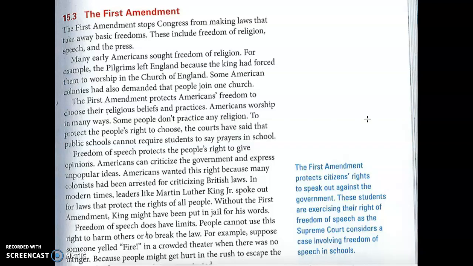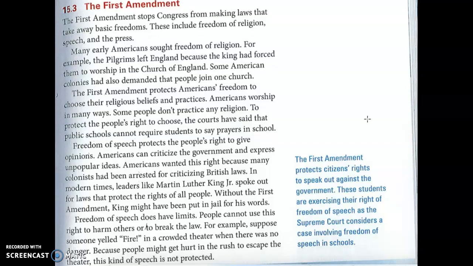in school. Freedom of speech protects the people's right to give opinions. Americans can criticize the government and express unpopular ideas. Americans wanted this right because many colonists had been arrested for criticizing British laws. In modern times, leaders like Martin Luther King Jr. spoke out for laws that protect the rights of all people. Without the First Amendment, King might have been put in jail for his words.